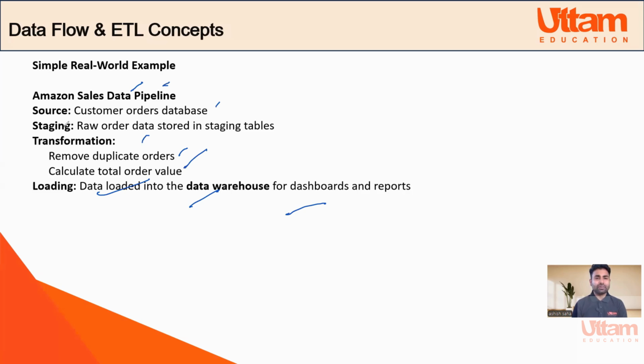In this case, customers order from different databases, and we keep the data in the staging area so that we can clean it. Once the data is clean, we can apply the transformation steps. After transformation, we can load the data into the data warehouse so that we can create dashboards and reports. So this is a real world example of the ETL concept. I hope this point is clear.